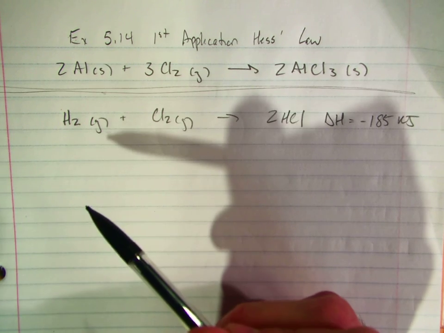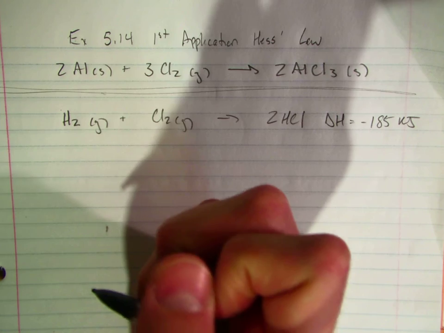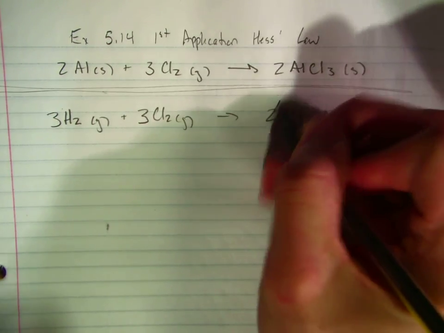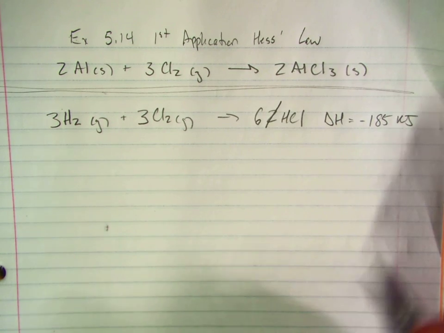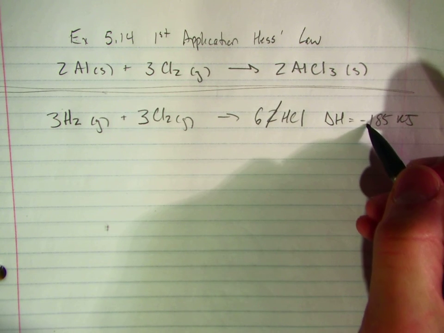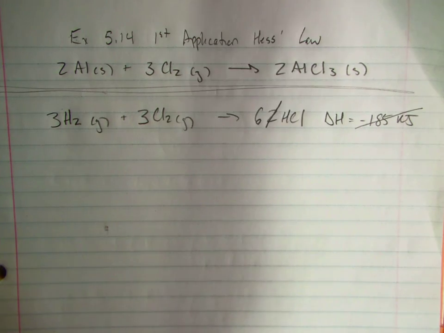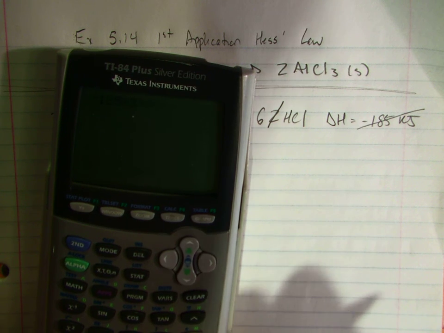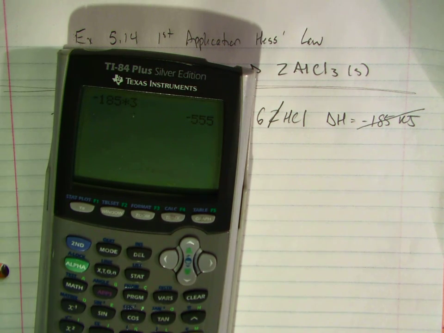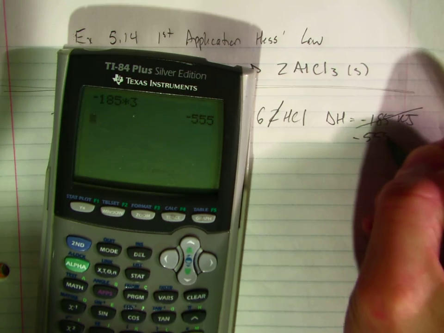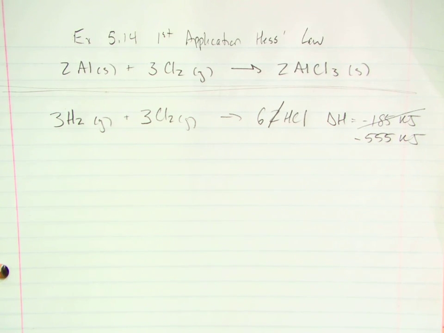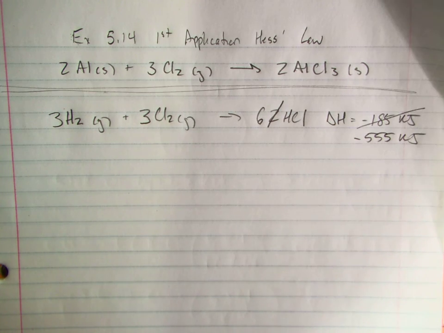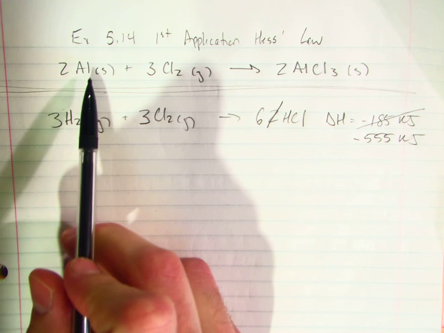I need 3 chlorines. So I'm going to multiply this whole reaction by a factor of 3. That gives me 3 H2s, 3 Cl2s, 3 times 2 is now 6 HCl's, and my delta H is now no longer negative 185. I multiplied my reaction by 3, so I need to take my negative 185 and multiply that by 3 as well. So that tells me I've got negative 555 kilojoules. I've used that reaction. I've got my chlorine. That's good.